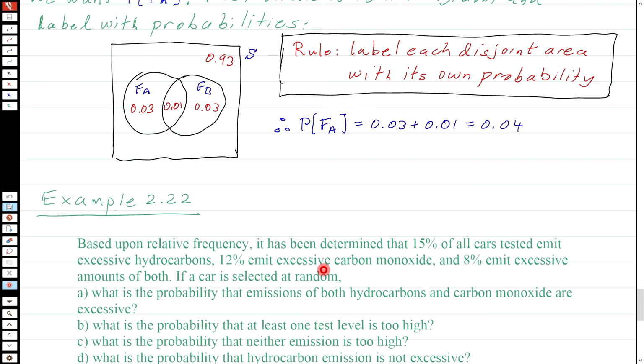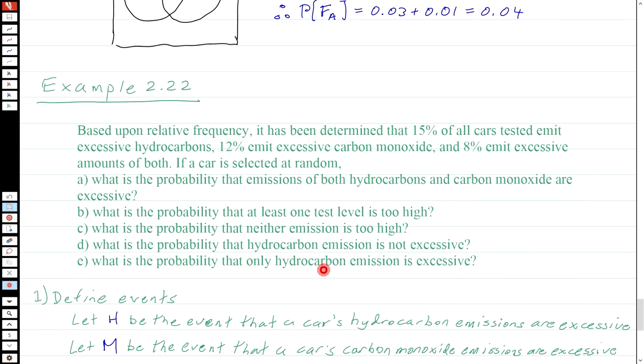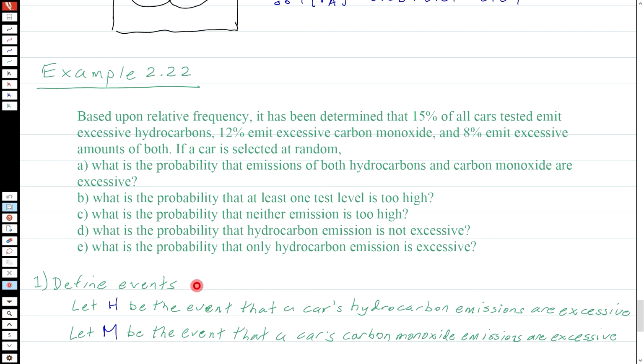Okay, another example. Let's suppose that 15% of all cars tested emit excessive hydrocarbons, 12% emit excessive carbon monoxide, and 8% emit excessive amounts of both. And then if a car is selected at random, we ask various questions related to the probability that emissions are exceeded. So I would start this again by defining events.